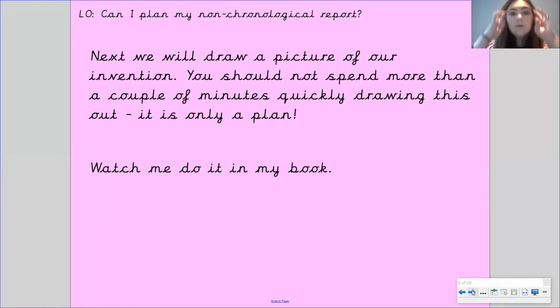Okay, next we're going to draw a picture of our invention. Please don't spend too much time drawing this, as it's only a plan. Let me show you how I'm going to do it in my book. As I said, this is going to be really quick, really rough. It doesn't have to be perfect, because this is just a plan and it needs to be of your invention. So let me share my book with you again.